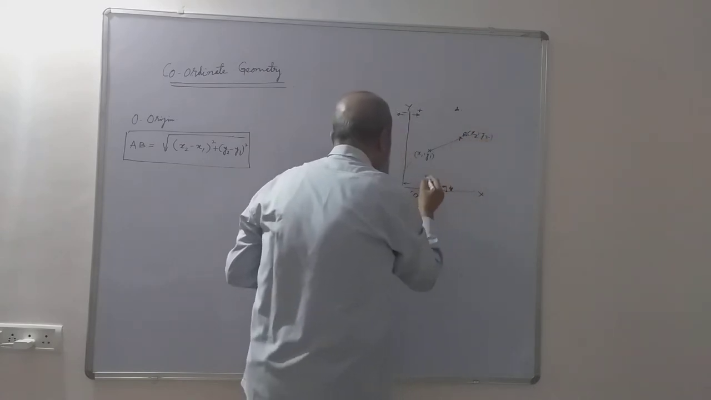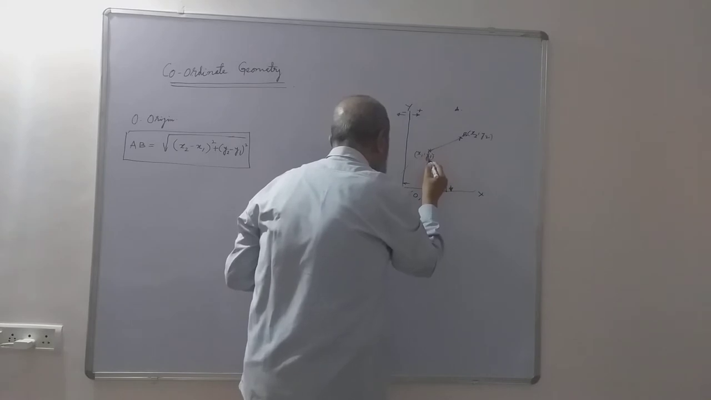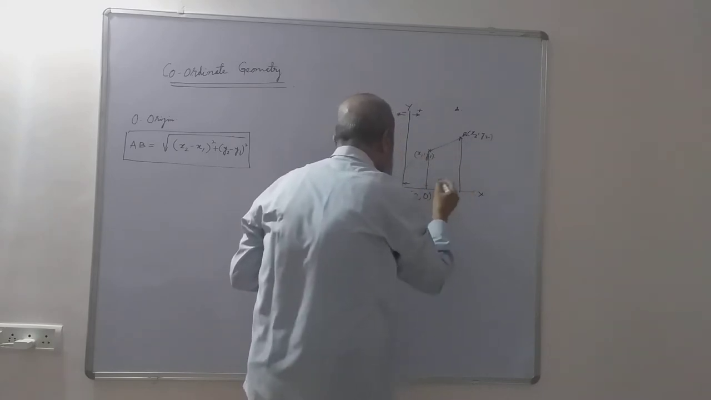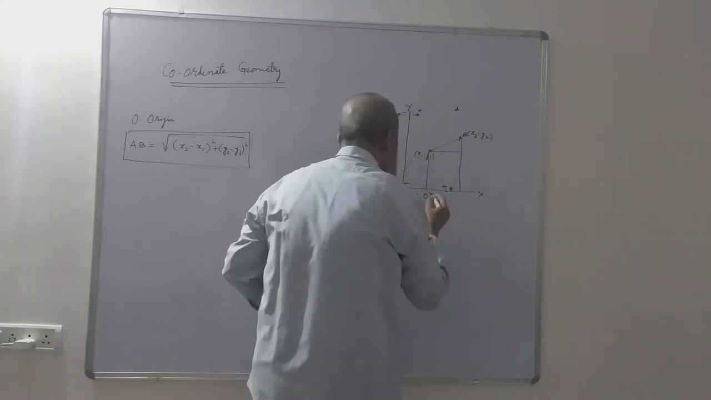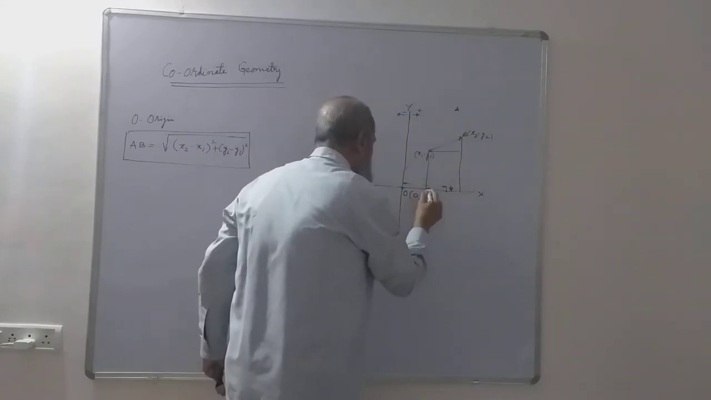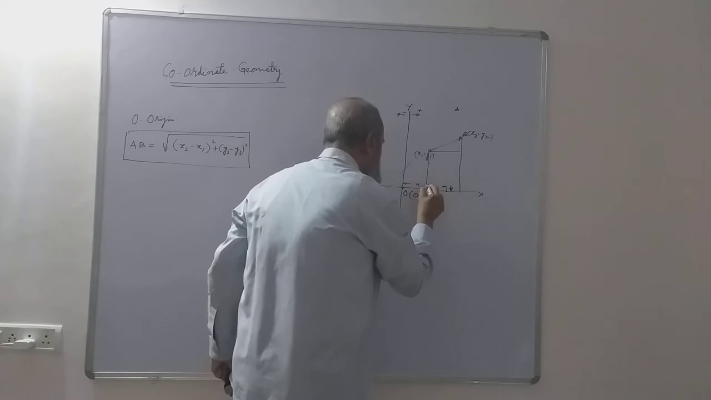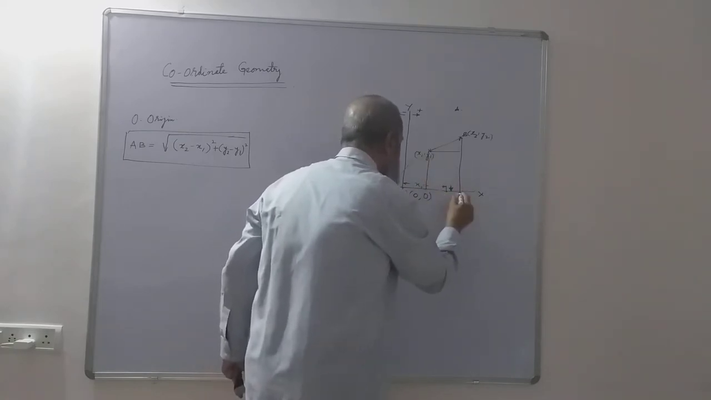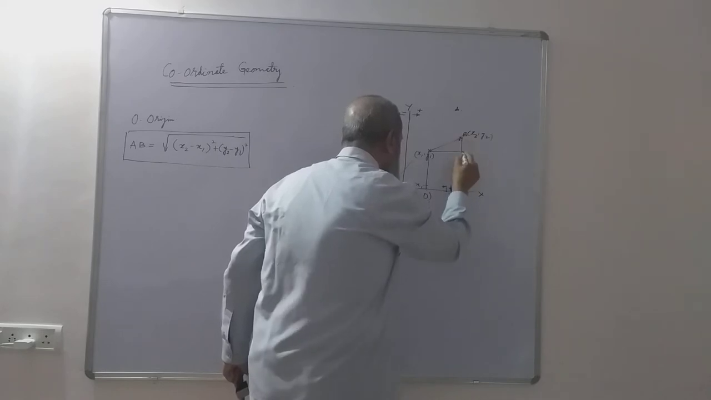Now, the meaning of telling this is x1, y1 and this is x2, y2 is, if I draw perpendiculars here and a perpendicular here. Now, from here to here it is x1. From here to here it is y1. From here to here it is x2 and from here to here it is y2.